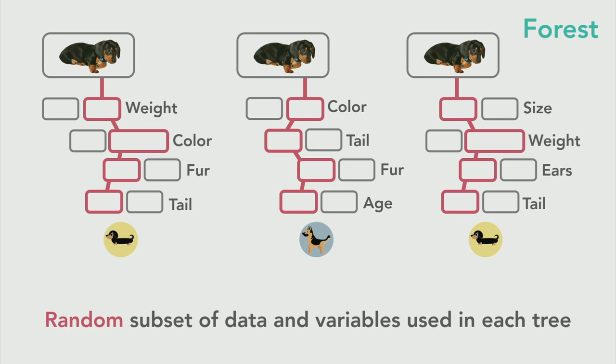So the first tree, it got weight, color, fur, and tail. And it was able to correctly identify that dog as a dachshund. The second tree got color, tail, fur, and age, which is not really a great differentiator in dog breed. And so that second tree, it failed.